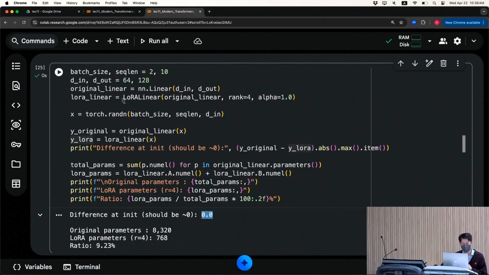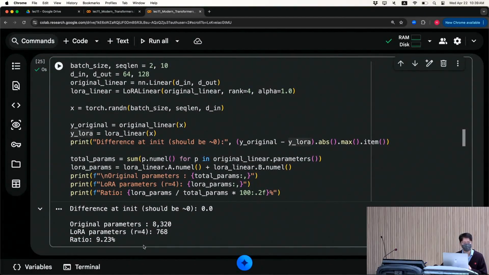And the original parameter count for this single matrix multiply was 8,320, and if we use rank of 4, the LoRA parameter count is about 768. So the ratio of weights you need to train if you use LoRA versus the full matrix is about 9%. So this is how you bring down the number of parameters to fine-tune efficiently.